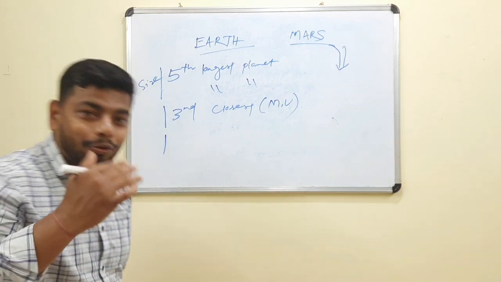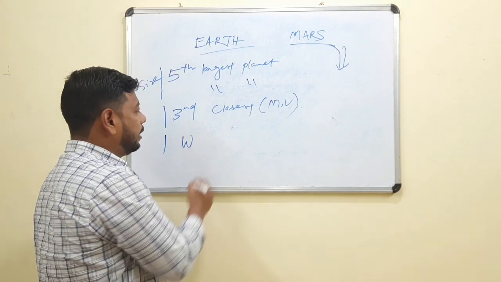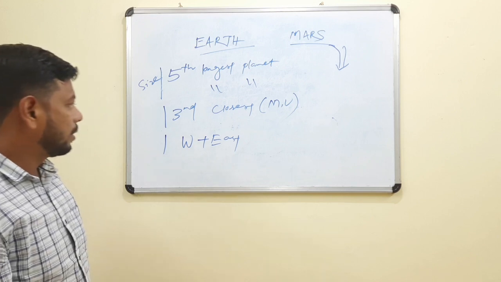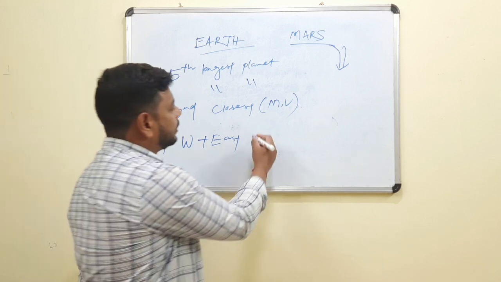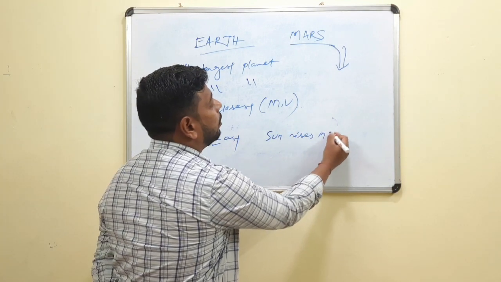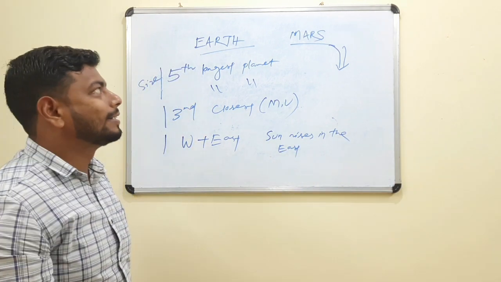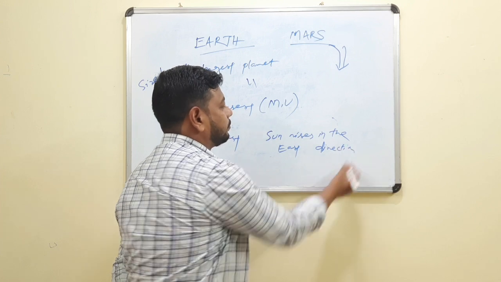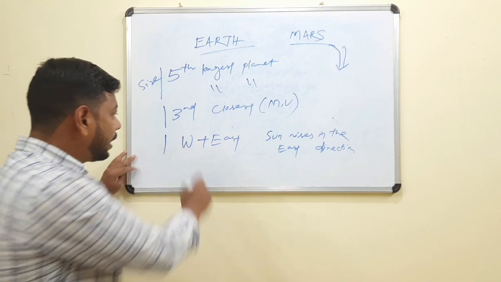And Earth, in which direction does it rotate? It rotates anti-clockwise, from west to east. That is the reason the sun rises in the east. The sun rises in the east. Okay. Keep it in mind. West to east, I told.